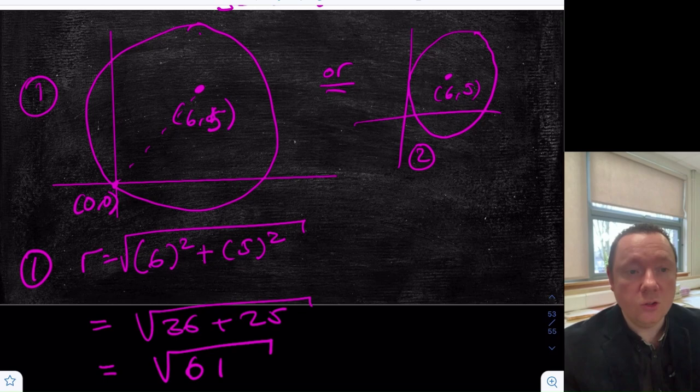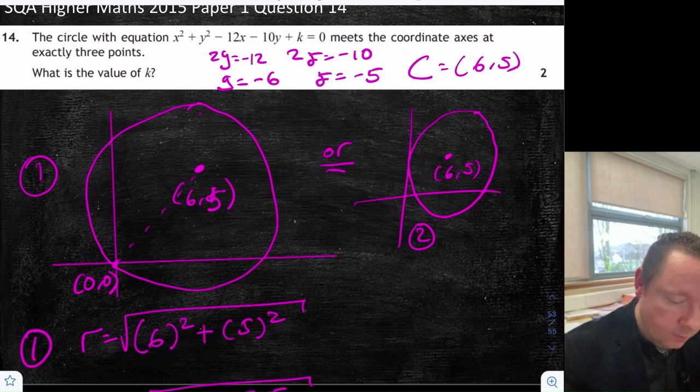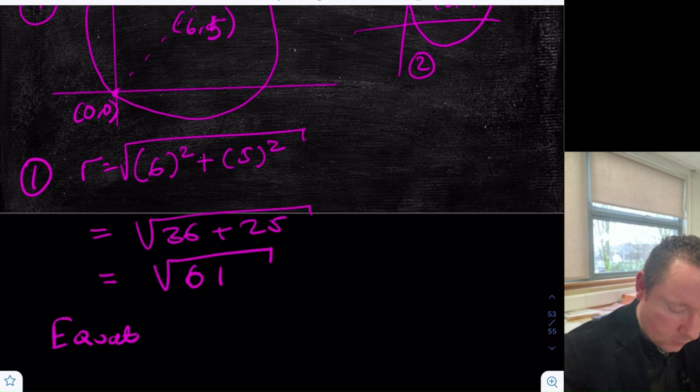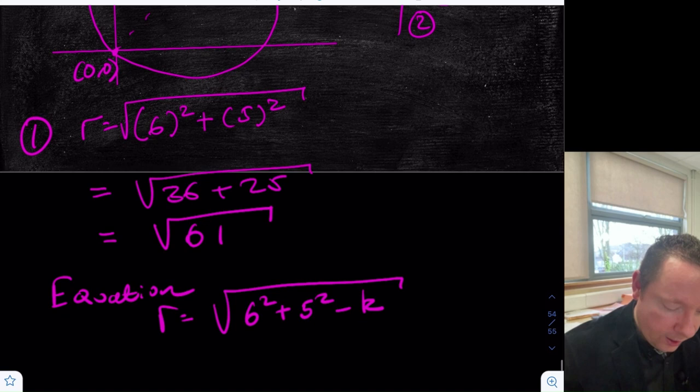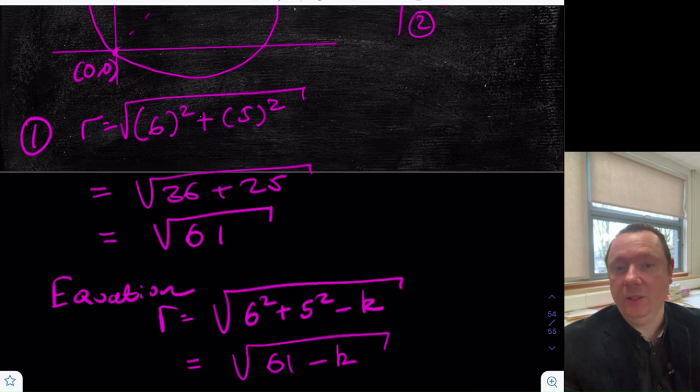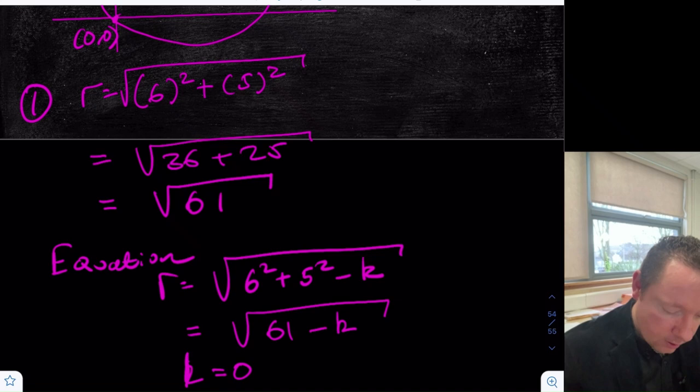But from the equation, the square root of g squared plus f squared minus c equals the radius. So we know that g and f are 6 and 5, but we've got c as k. So from the equation, we also get our radius is equal to the square root of 6 squared plus 5 squared minus k, because c is k. That is the square root of 61 minus k, and therefore k must be 0. That should be pretty obvious. So for option 1, k is 0.